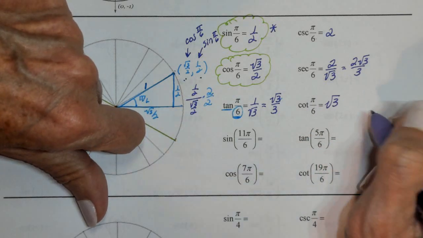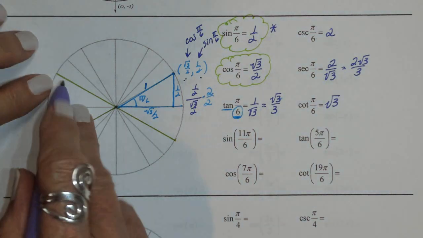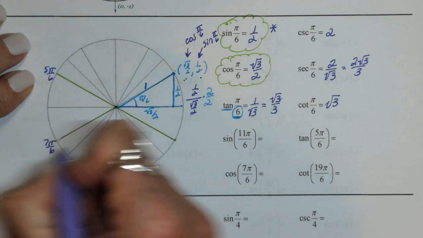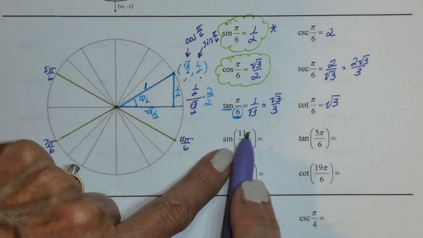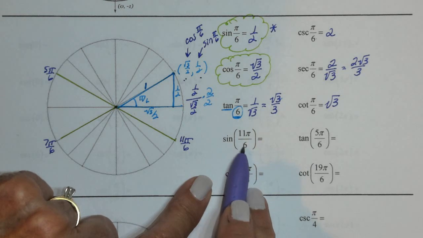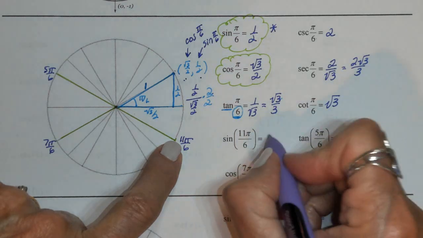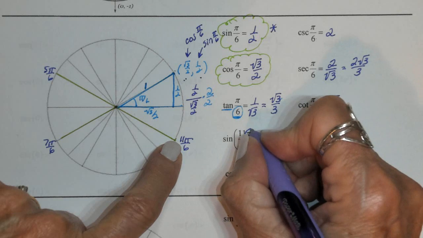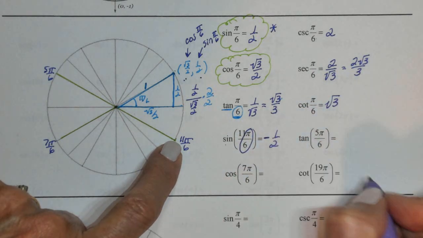Okay? Let's go to a different quadrant. So here is 5 pi over 6. Here's 7 pi over 6. Here is 11 pi over 6, right? So what is sine of 11 pi over 6? Well, first of all, which quadrant is it in? It's in quadrant 4, where sine is negative. And then it's a pi over 6. And sine of every pi over 6 is a half.